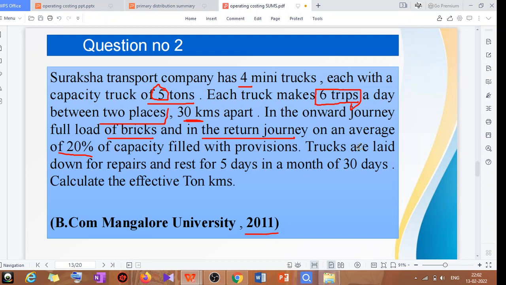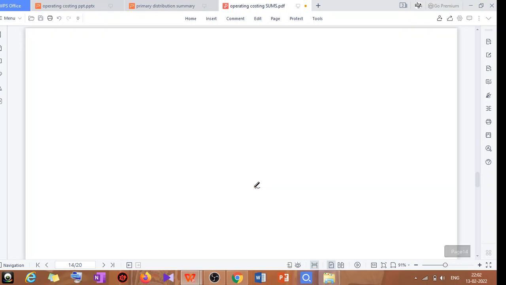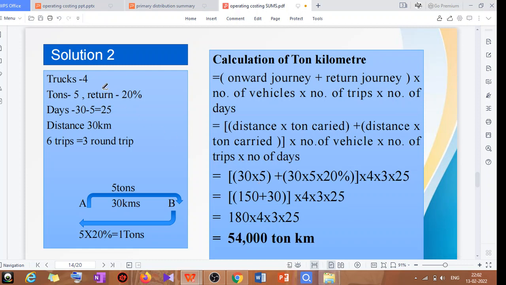Trucks are laid out for repairs and rest for 5 days in a month of 30 days. It means how many days is it operated? 30 minus 5, it will be 25. Clear? So first you mention all the things, that is number of trucks 4, tons carried 5, while returning back only 20% you have to take, that is 5 into 20%. Clear? Then number of days 30 minus 5, that is 25 days.